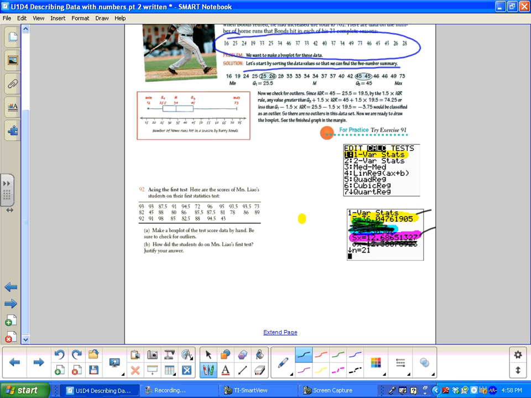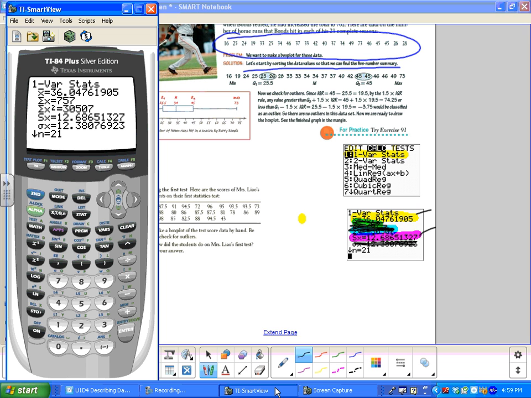All right, so I'm going to go back to my calculator because we want to go down. See, it has this little down arrow over here. That's what we're interested in. So if we go all the way down to the bottom, notice my 5-number summary. I showed you what this was last class. So I have my minimum, my Q1, my median, my Q3, and my maximum.